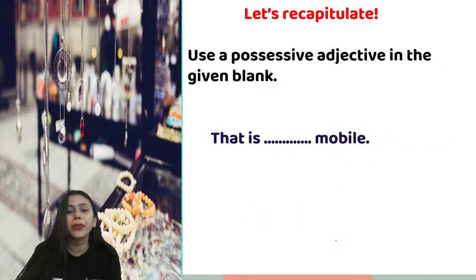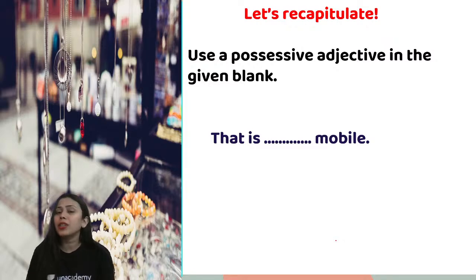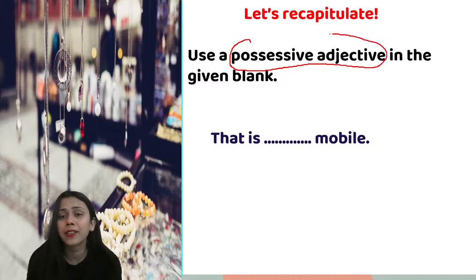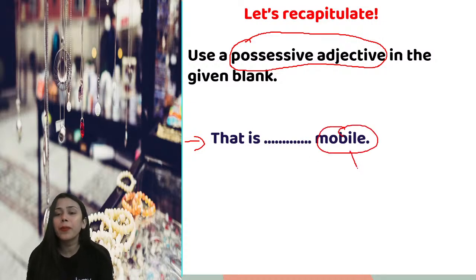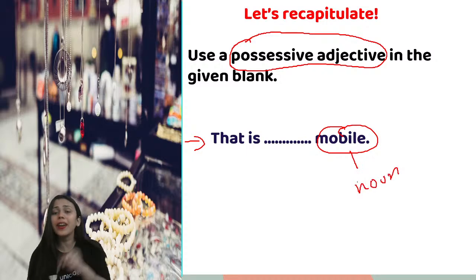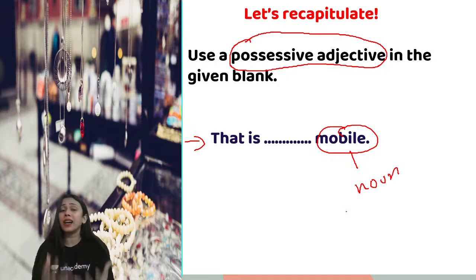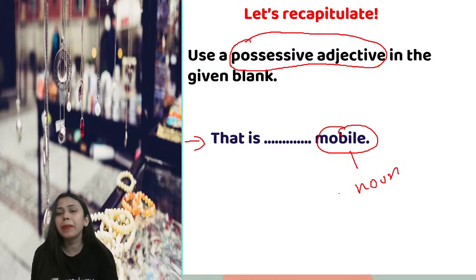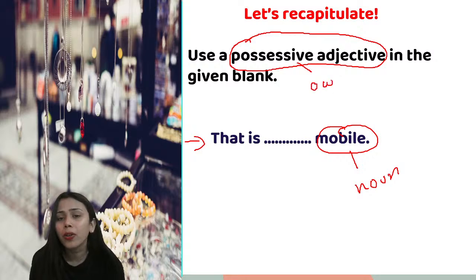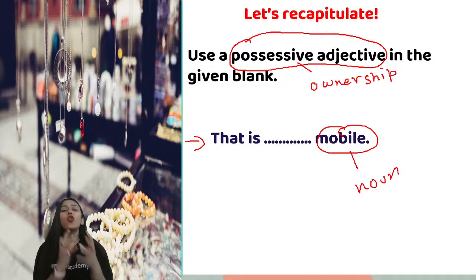Okay, now the next question for you. Use a possessive adjective in the given blank. आपको यहाँ पे कौन सा kind of adjective use करना है? Possessive adjective. Take care, okay? Now here, that is dash mobile. So the noun we are reading here is mobile. Mobile is a noun. Now you have to modify this noun by using a modifying word, means adjective आपको use करना है जो आपको ownership के बारे में बता रहा हो. Who is the owner of the mobile? Because possessive मतलब होता है ownership. ऐसे adjective जो आपको ownership के बारे में बताए कि इस noun का owner कौन है.